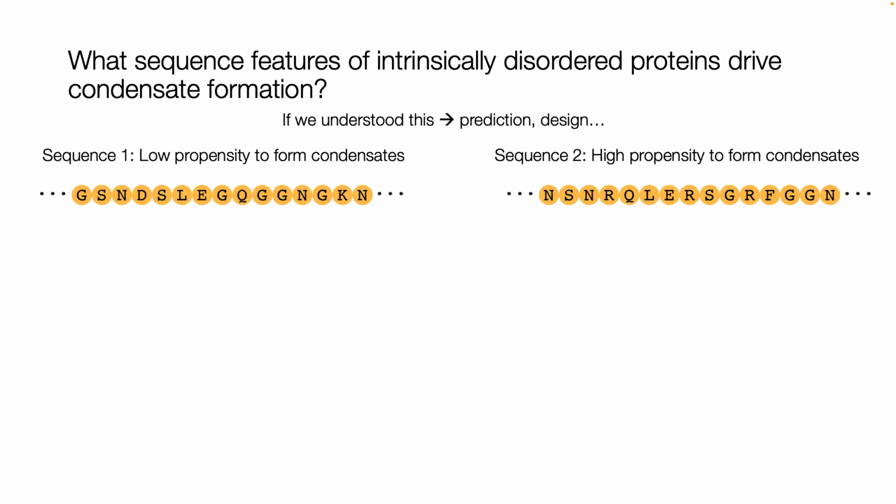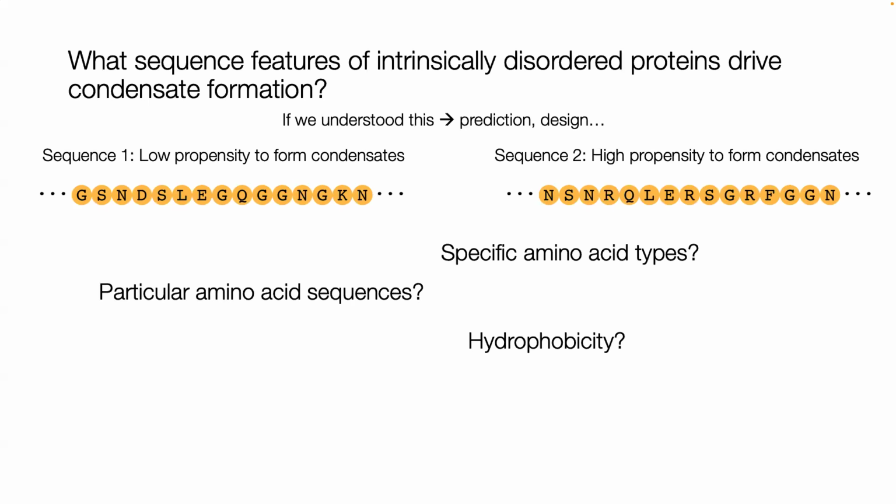So the challenge here is if we have two different sequences, one on the left has a low propensity to form condensates, one on the right has a high propensity to form condensates. What is it that's actually different about these two sequences that's causing this difference in condensate formation? Is it specific amino acid types, particular sequences, hydrophobicity, charge, amino acid patterning, or maybe something totally else?